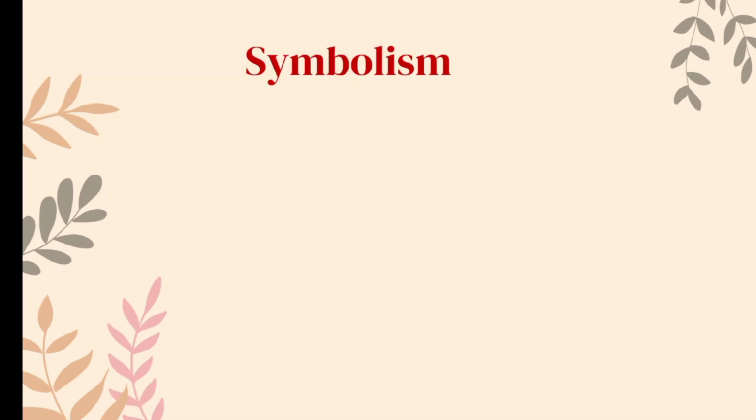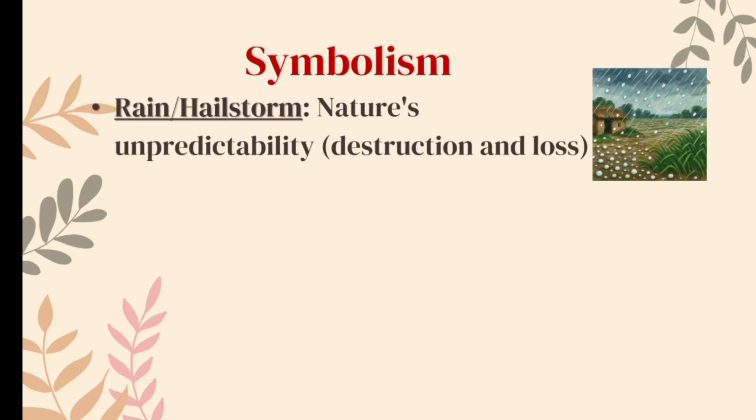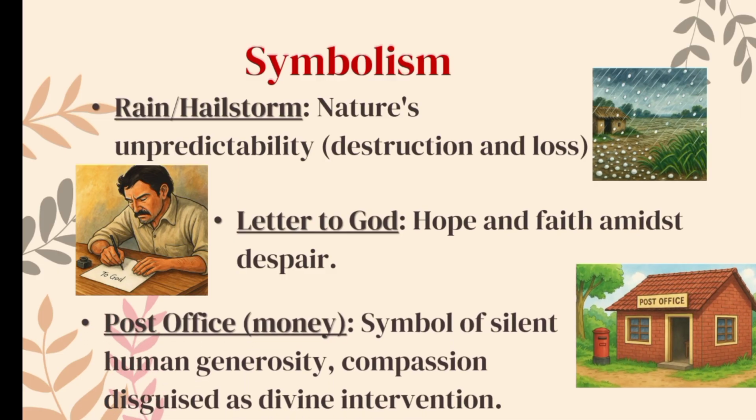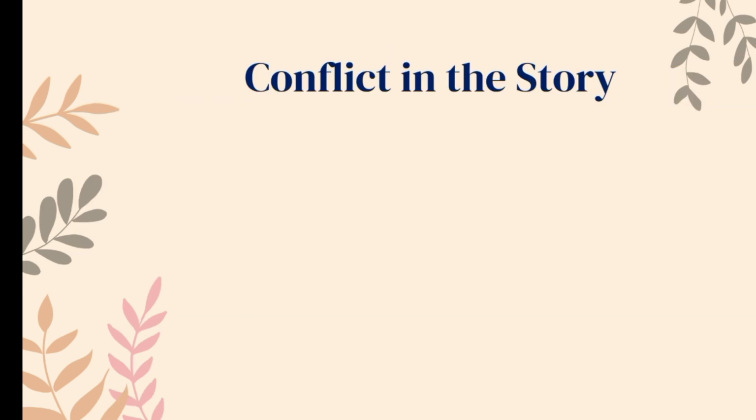The writer has used symbolism to drive forward the story. He has used a symbol of rain and hailstorm to describe the unpredictable nature. The hailstones symbolize destruction and loss, while the letter to God represents hope and faith amidst despair. The money that is sent through the post office is a symbol of silent generosity, of human compassion disguised as divine intervention.